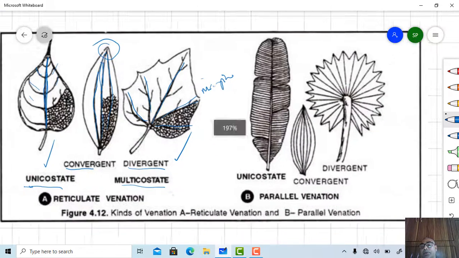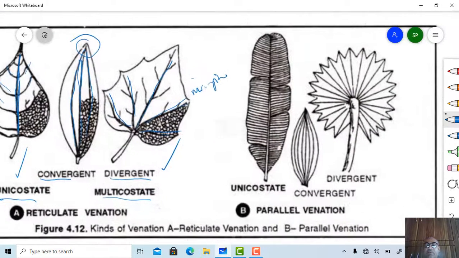The same is the case with the parallel type of venation. This is a unicostate, a single principal vein, and it produces a number of lateral veins. And this one is convergent and divergent, showing the multicostate kind of venation. So in both reticulate as well as parallel type of venation, unicostate as well as multicostate venations are present.